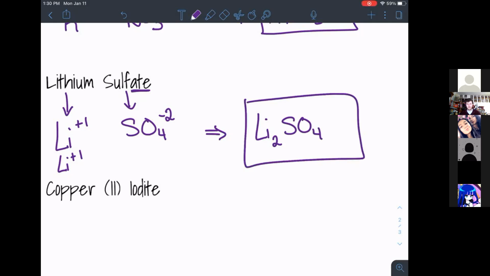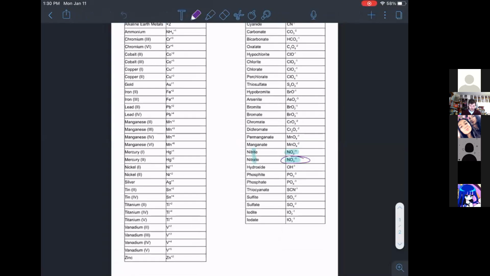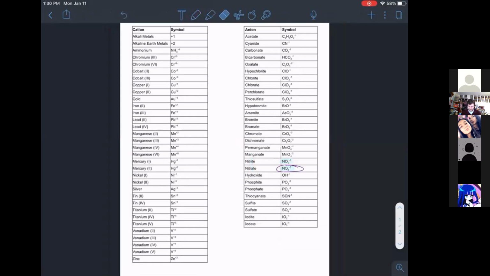Any questions on that one? All right, then you guys go ahead and do copper 2 iodite, sorry, the third one. I'll leave this up here so you guys can look at it. Go ahead and take about 2 minutes to do that one on your own, and then we'll come back together as a class.